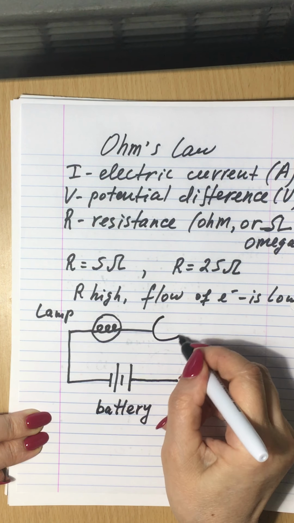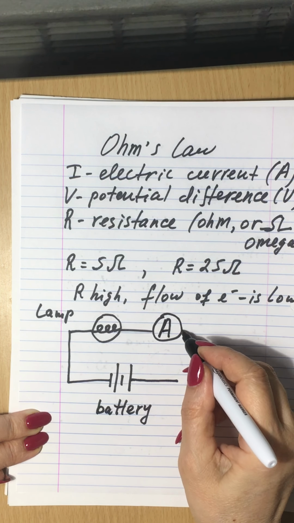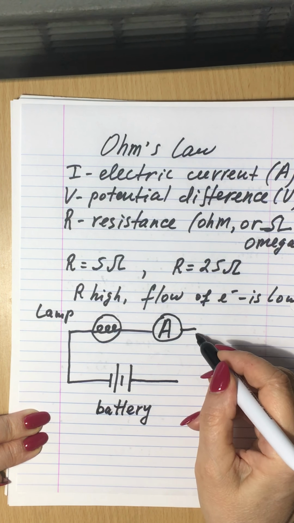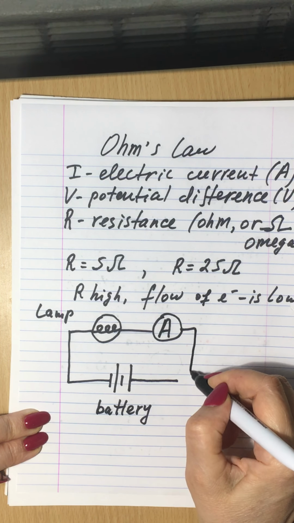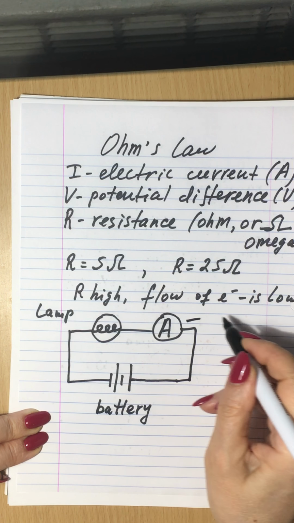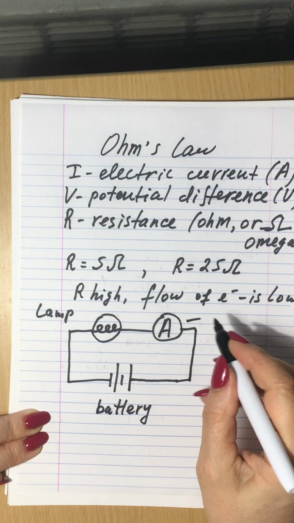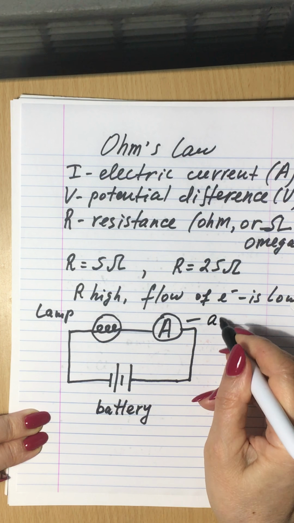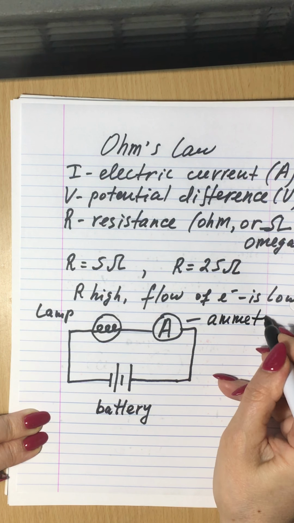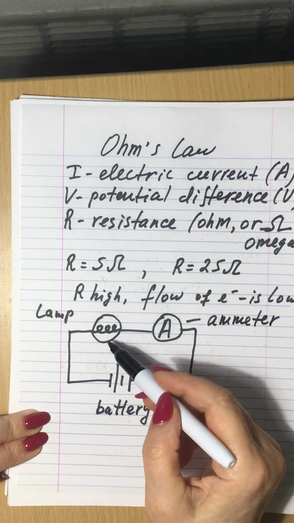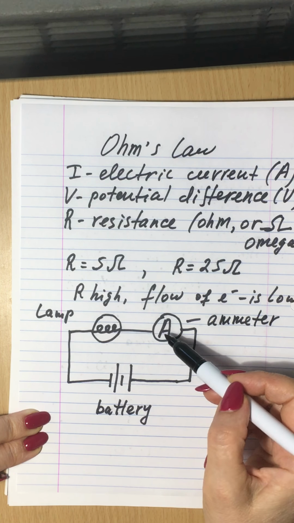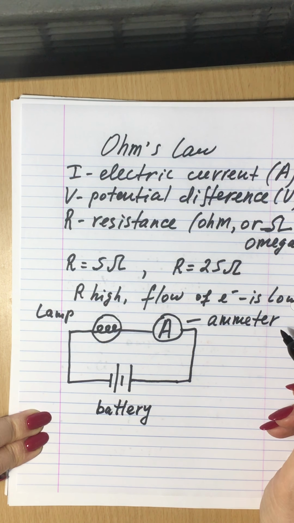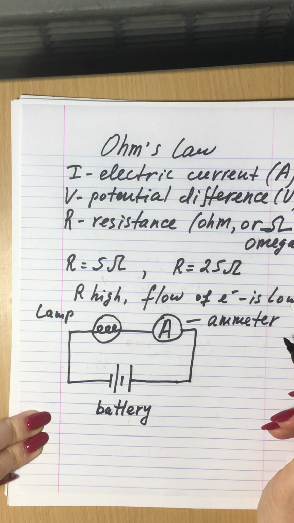And if I want to measure the number of electrons which flow through the circuit per unit of time, I can place the device that measures the flow of charges, or current. It's called an ammeter. So all the electrons will flow through the lamp and then through the ammeter as well. That's how it counts the number of electrons that flow per unit of time.